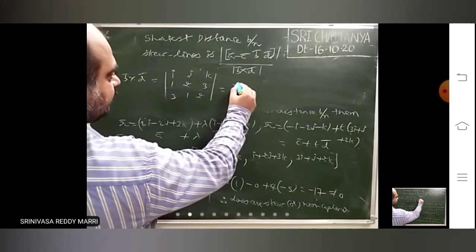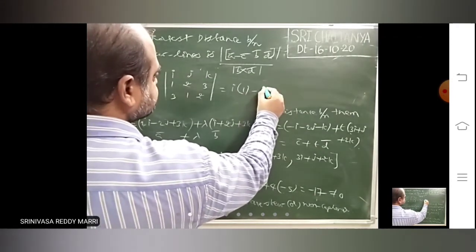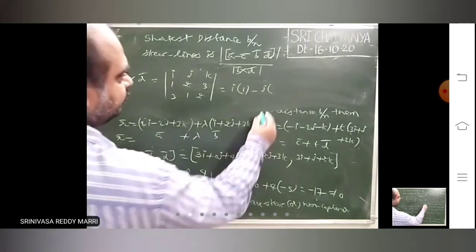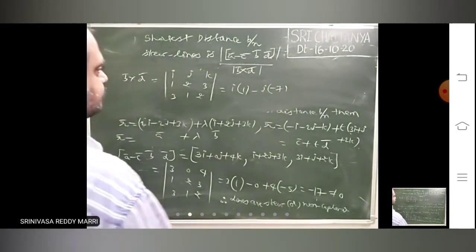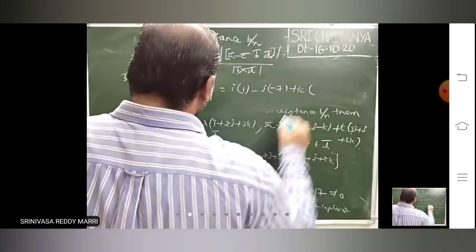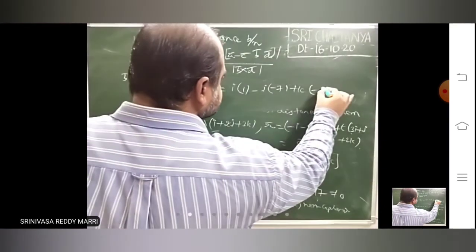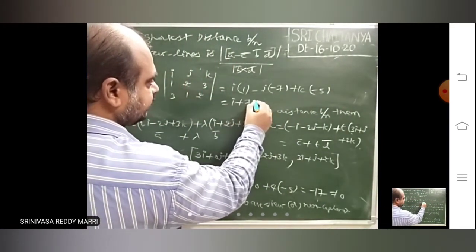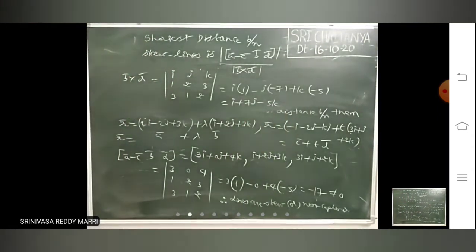So what is that vector? i into (4 minus 3), minus j into (2 minus 9), that is minus 7, plus k into (1 minus 6), that is minus 5. Therefore, i plus 7j minus 5k. This is the B cross D vector.